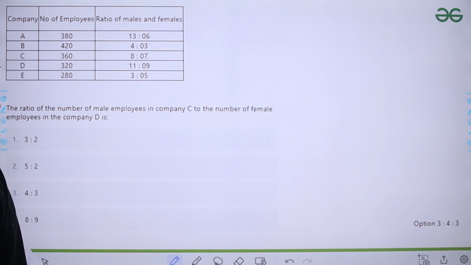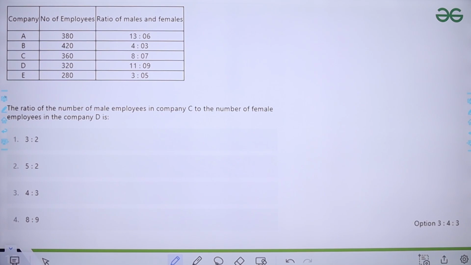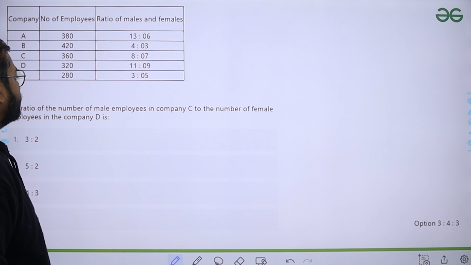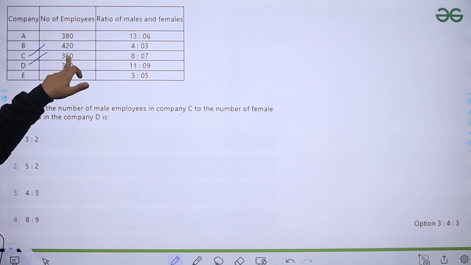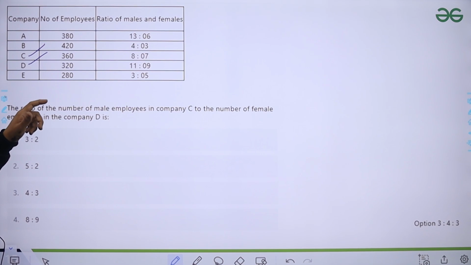Next, the company has given this number of employees and the ratio of male and female. Okay, so companies A, B, C, D, E are given, the ratio is also given, male to female, and the total number of employees is also given. The ratio of the number of male employees in company C to the number of female employees in company D is equal to what? Now first, from companies C and D we have to find out. For company C, the number of males and females we can find out. For male it is 8 by 15 into 360, for female it is 7 by 15 into 360. Same we will apply with D. So for male we can find with C, for female we can find with company D, and then only we have to find the ratio.